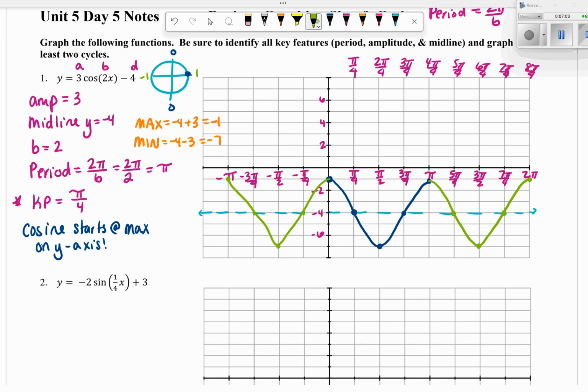So now I have graphed 3 cycles because from here to here is 1 period. So the period, of course, remember we said was equal to pi. And that's how we graph our cosine graph.